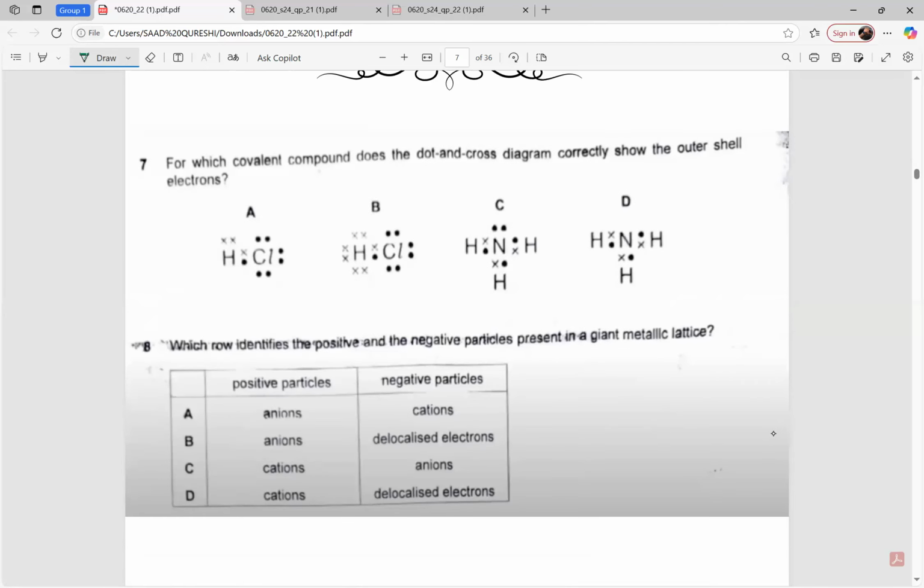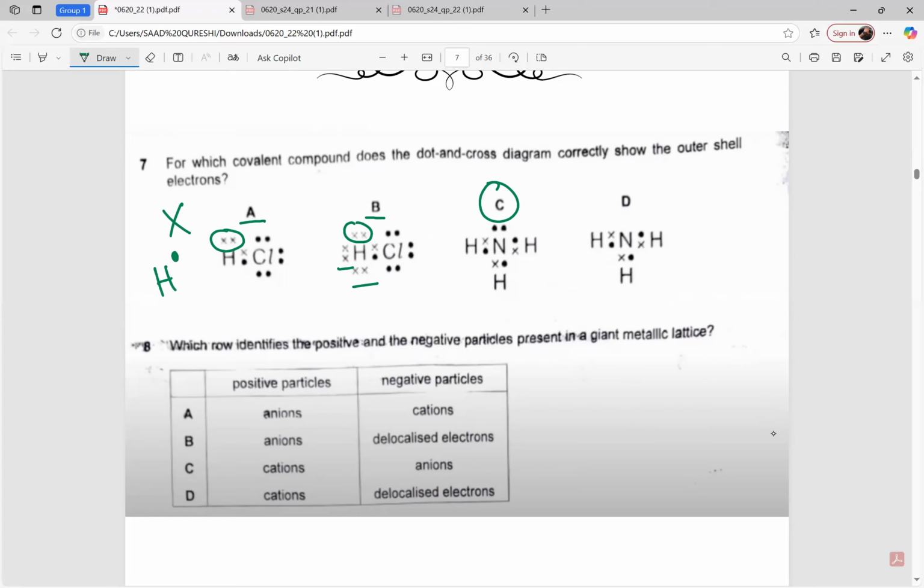Question number 7. For which covalent compound does the dot and cross diagram correctly show the outer shell electrons? The answer here is C. Because in A and B, they have shown the lone pairs in hydrogen. Hydrogen does not have any lone pair of electrons because hydrogen has only 1 electron, which it shares with chlorine.